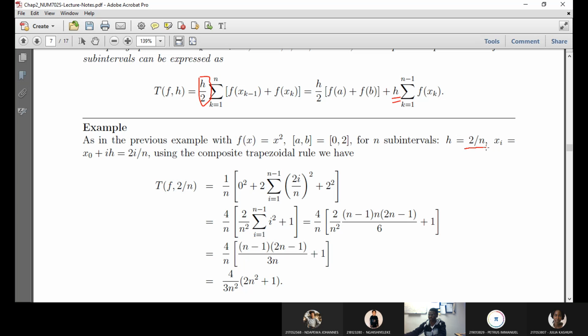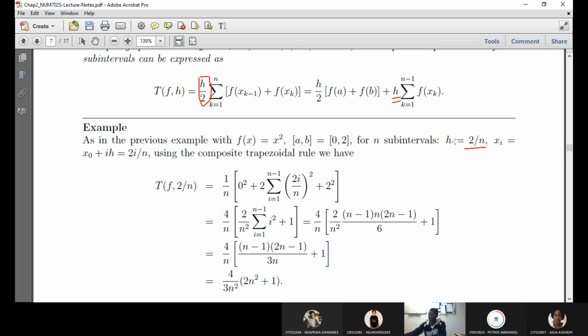This is your h, and these are the points. See, x0 is 0, so x of i will be 2i by n. Now, because h is 2 by n, we can replace by this. Now we substitute this expression in our Simpson rule. We know already the expression of our Simpson rule, so we just substitute there.